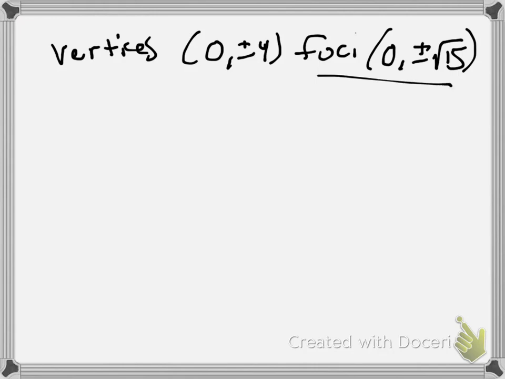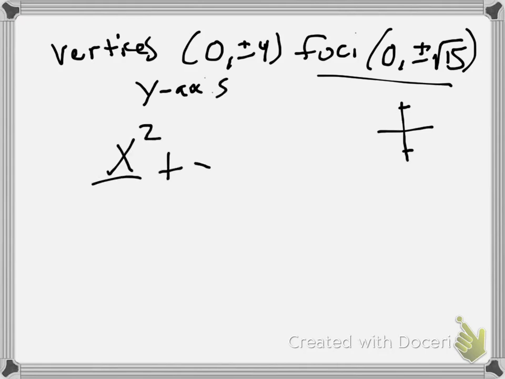So again, look at your foci, because that's going to tell you which one you're associated with. Since it's 0 and then a number, we go over nothing and then up and down. So that means my foci are going to be on the y-axis. So this is a y-axis one. Remember, the only difference is that underneath your y in this formula, you're going to have the larger number.